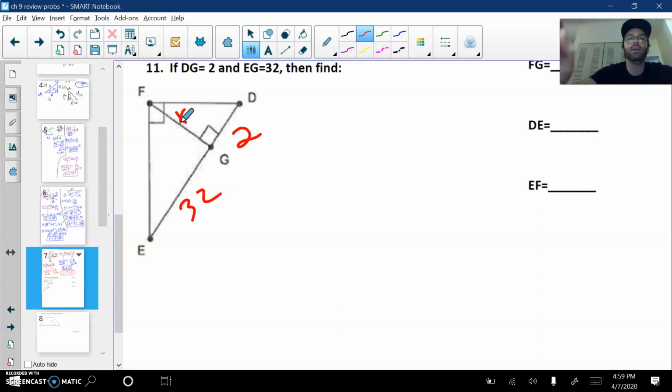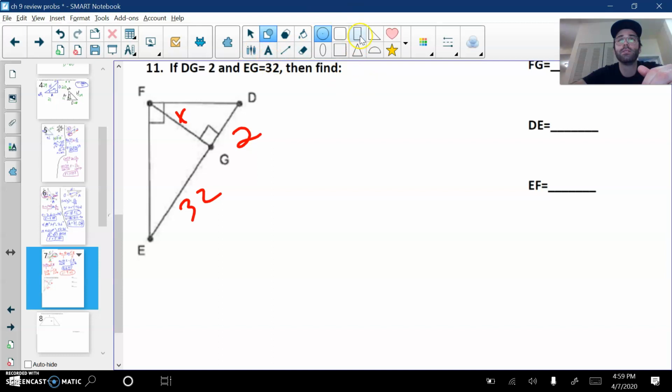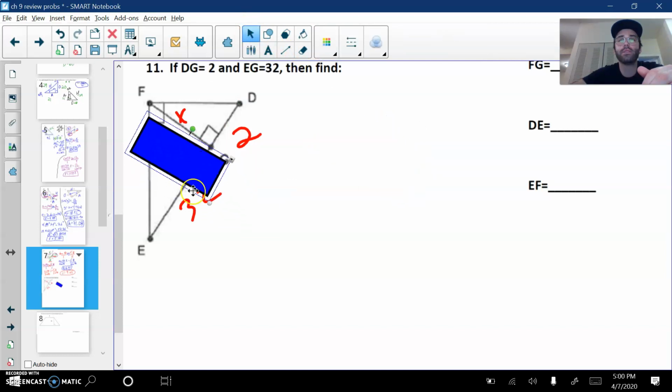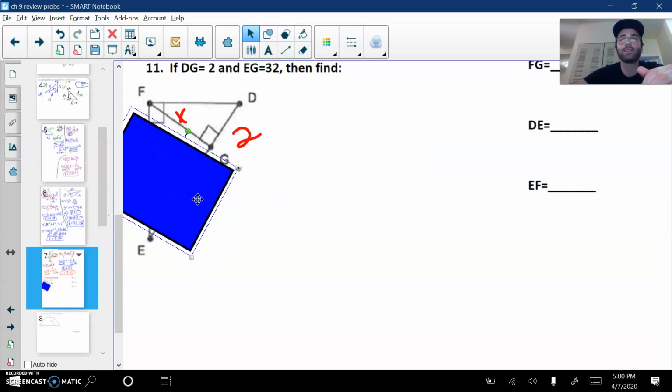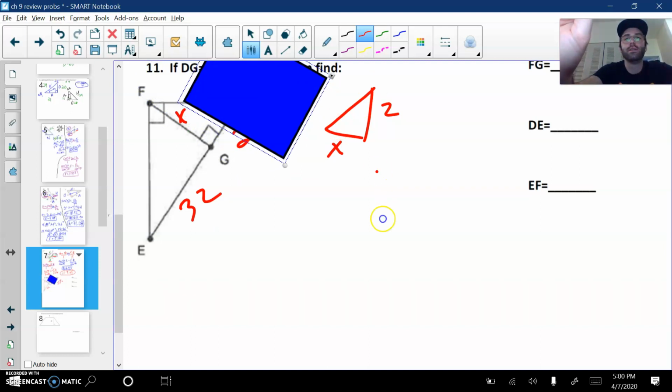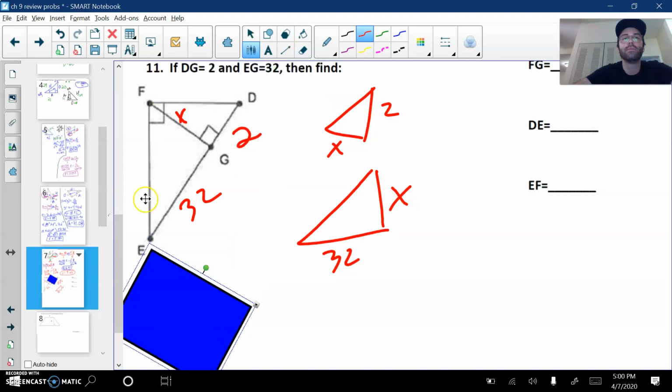All right. If I look at these two triangles, remember small, medium, large. If I look at the small triangle, the small triangle has two side lengths, right? It has the X and the 2. So I can take it out. The medium triangle also has two side lengths. It has the 32 and X, so I can take it out. The large only has the hypotenuse, so I cannot take out the large.